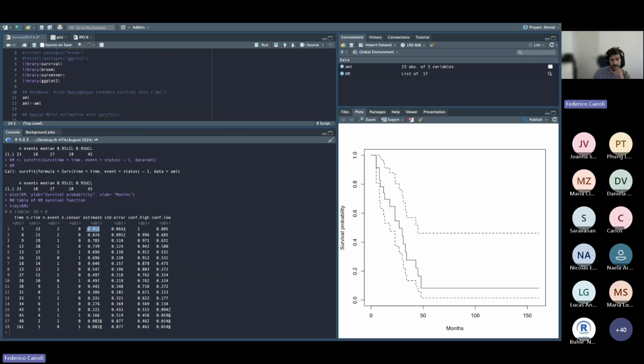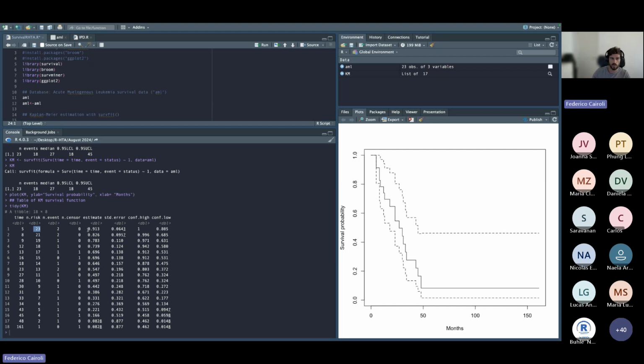And how R is obtaining this survival probability is through the Kaplan-Meier approach, and the formula to do that is very, very simple. It's basically dividing the number of events by the total number of patients at risk.